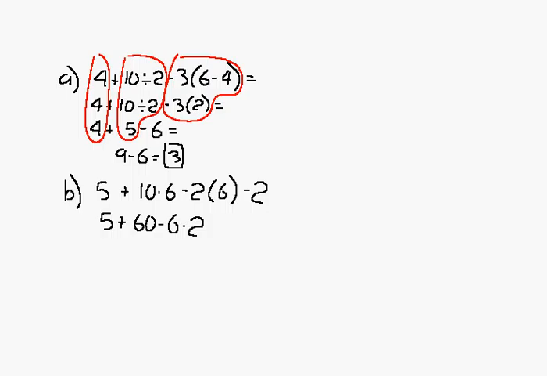Let's add in pairs. And actually that was a minus 12 in there, not a minus 6, right? Because we had minus 2 times 6. So we have 5 plus 60, that's 65, minus 12, minus 2. 65 minus 12 is 53. Minus 2 equals 51.